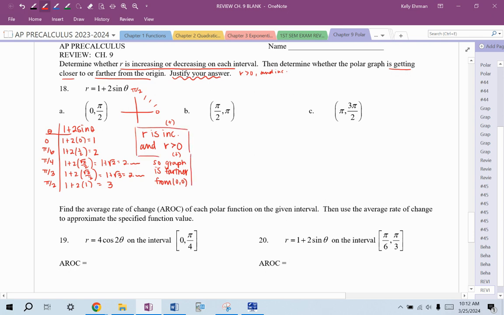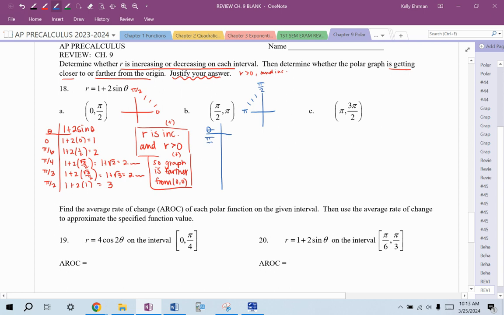So you need to know that this is what you have to write. It's not a full page of writing. It's not over explaining, just as efficiently as you can. R is increasing, R is positive, so farther from 0, 0. Okay, then we're on this interval from pi over 2 to pi.